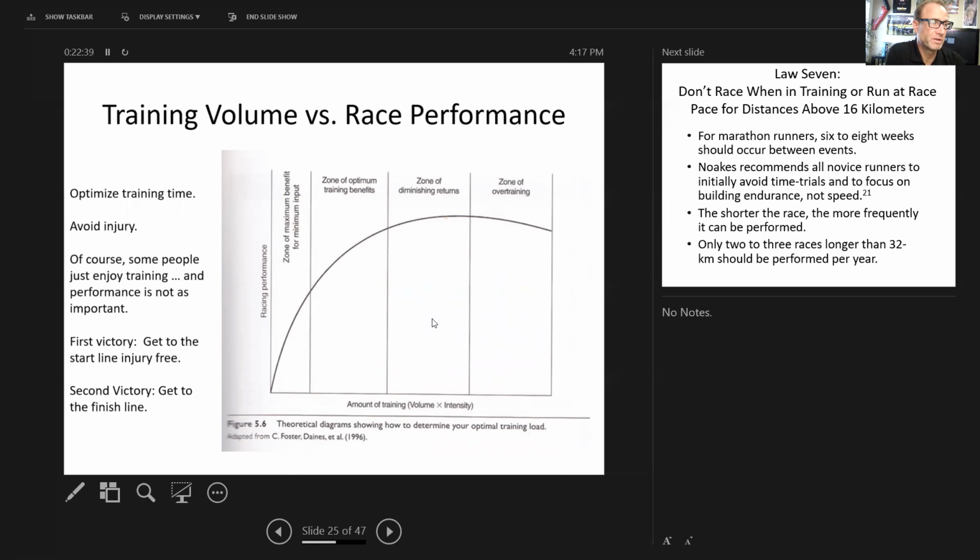Training volume versus race performance. You do want to optimize your training program. You want to avoid injury. You want to minimize the risk of injury. And the thing to remember is some people really just enjoy training, and performance is not important, right?